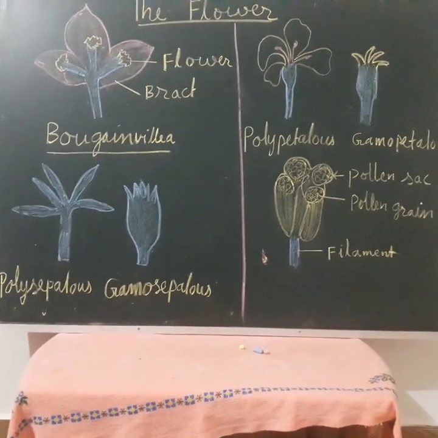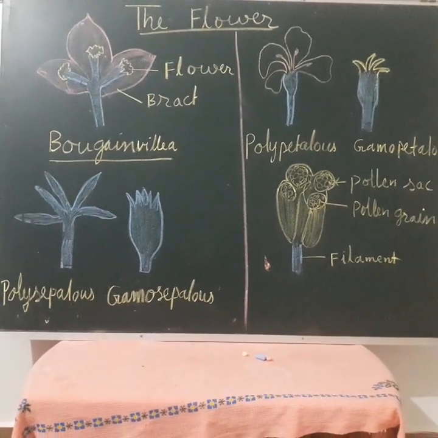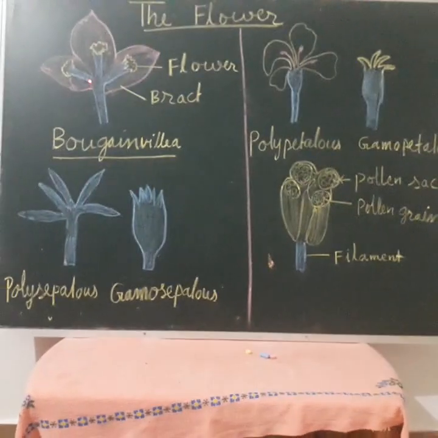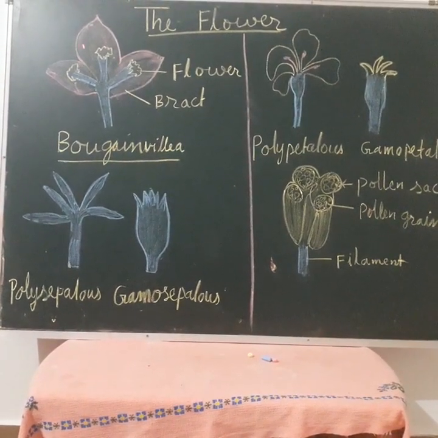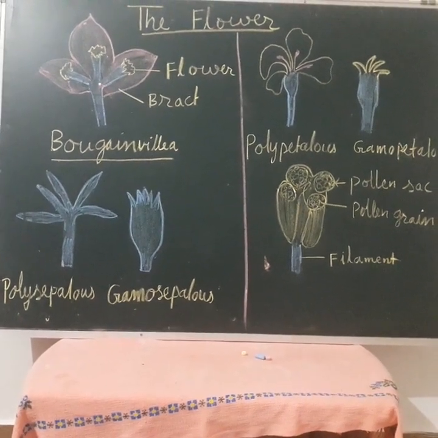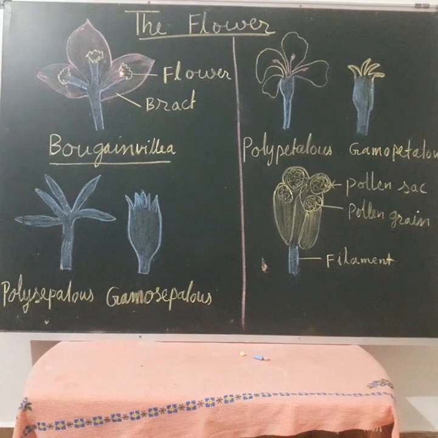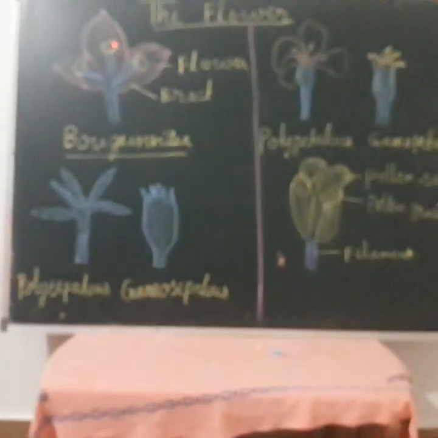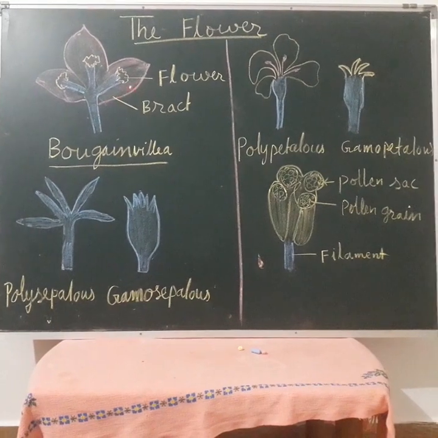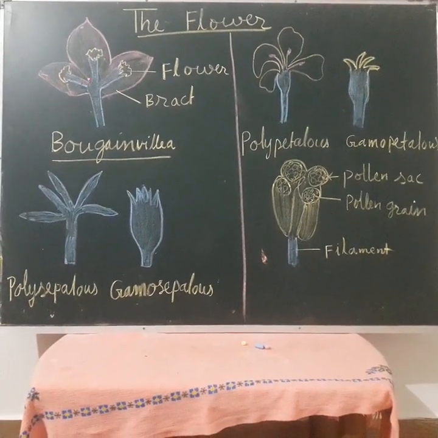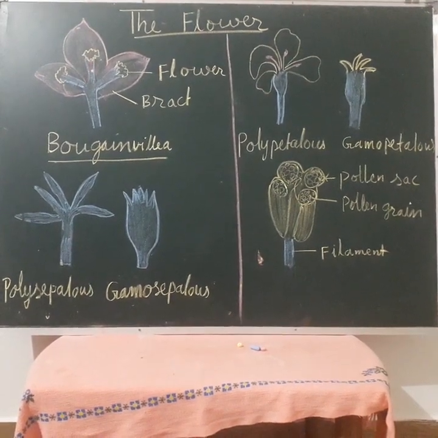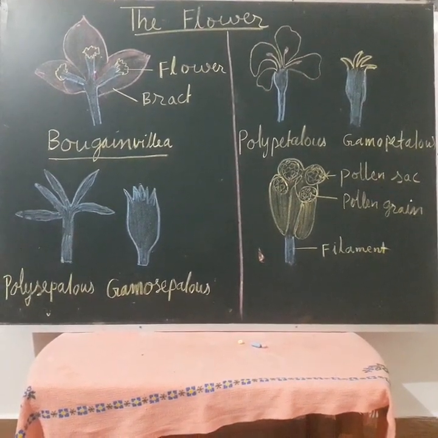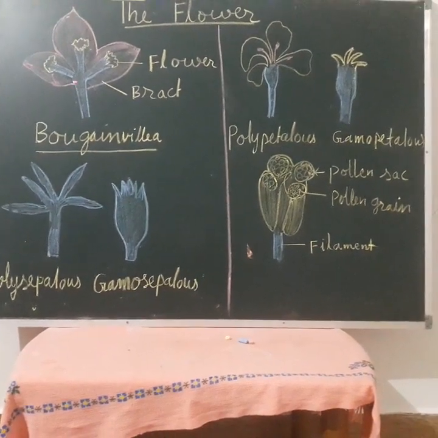When a flower arises in the axil of a leaf-like structure, you can see this is the axil of a leaf-like structure. The flower is arising from the axil of this leaf-like structure. This is the flower. This leaf-like structure, from which the flower arises in its axil, is known as the bract.